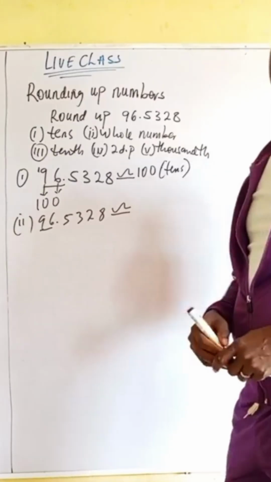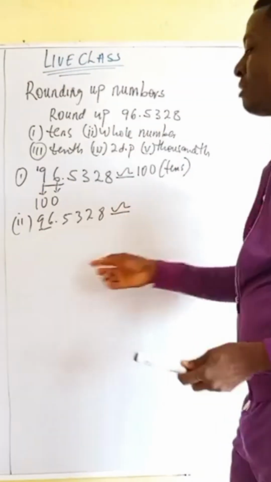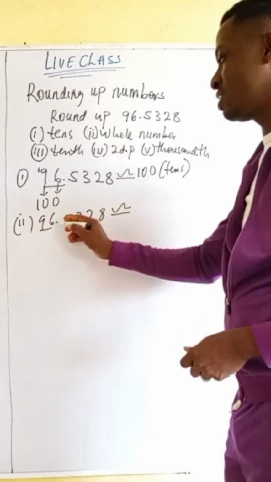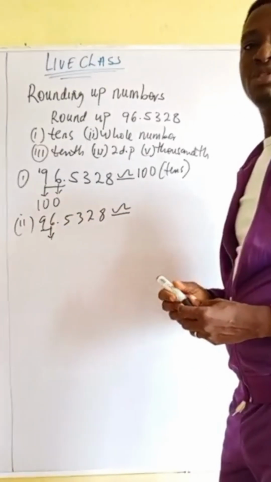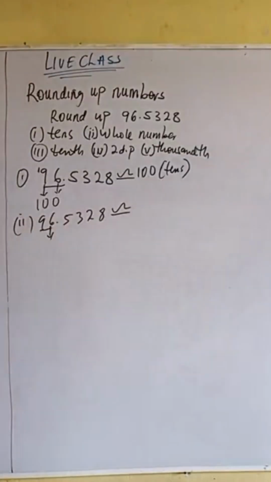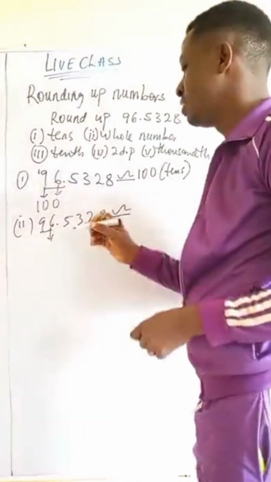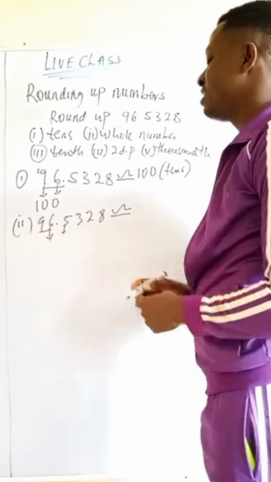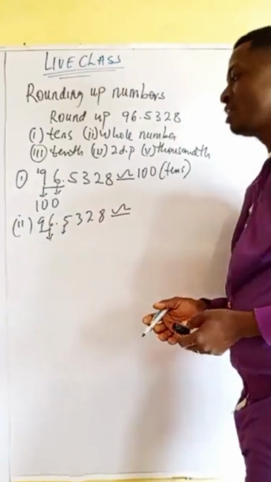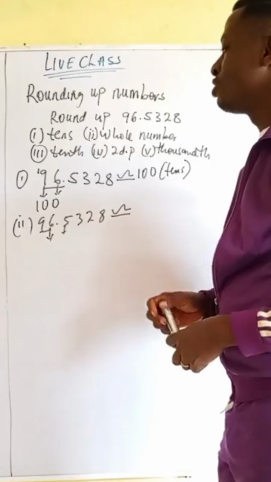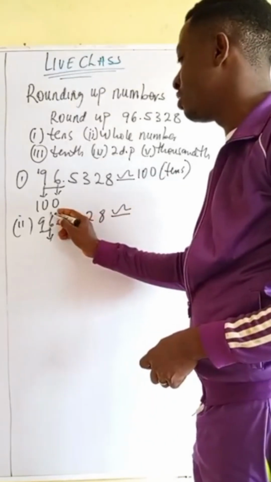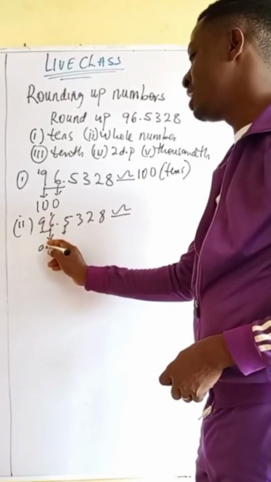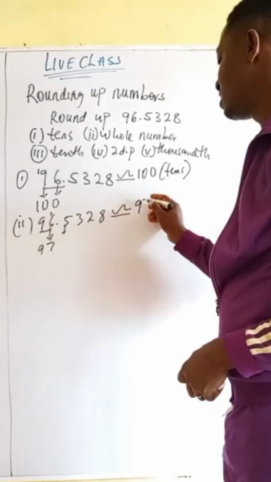And we can also round up to the nearest unit since it's whole number. We are rounding up to this one, so we are rounding up to 6. So which one are we supposed to consider? We are supposed to consider the next digit to the right, which is 5. Now this 5 here, is it up to a number you can round up to 1? Yes, it's up to a number you can round up to 1. So you round it up to 1 and add to this one. This becomes what? 6 plus 1, 7. You bring down 9. So this is 97.